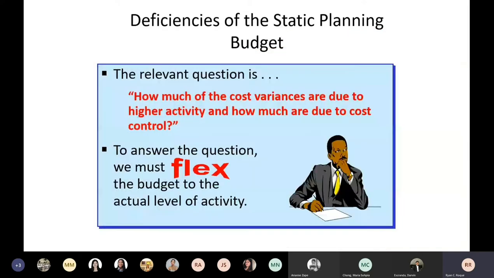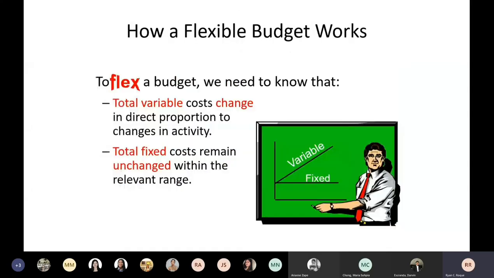Okay, the relevant question is, how much of the cost variances are due to higher activity and how much are due to cost control? And to answer the question, we must flex the budget to the actual level of activity. And to do that, tulad na sabi ko kanina, we have to determine the variable cost because that is the one that we are going to adjust. But the fixed cost would remain unchanged within the relevant range. So pag gumawa tayo, copy lang natin yung fixed cost.